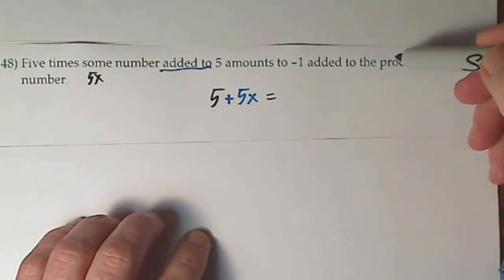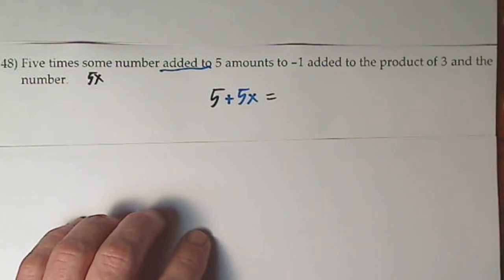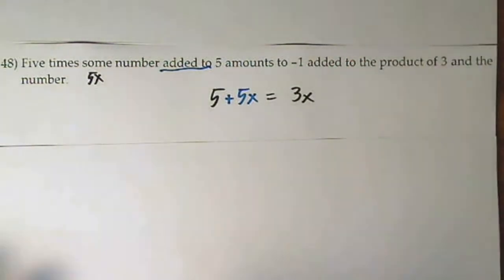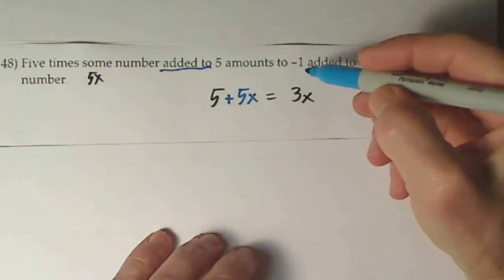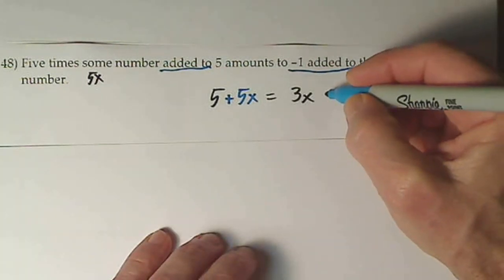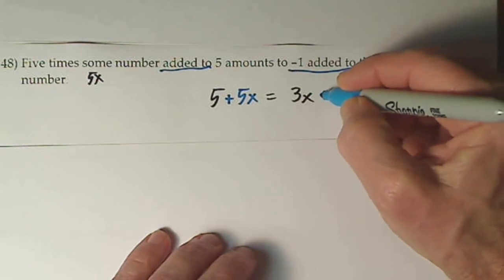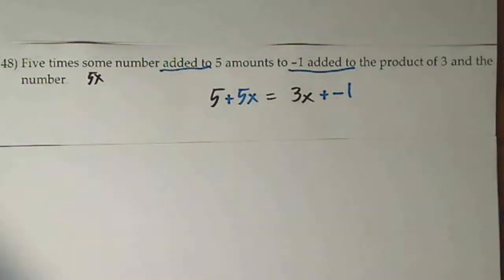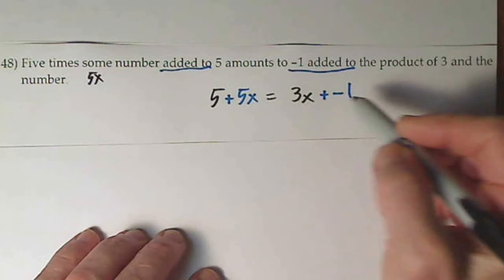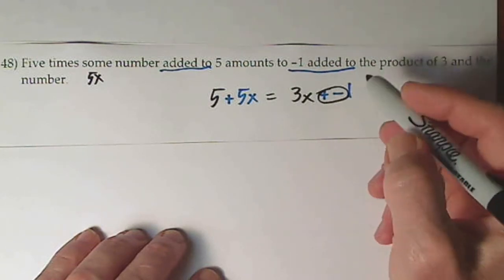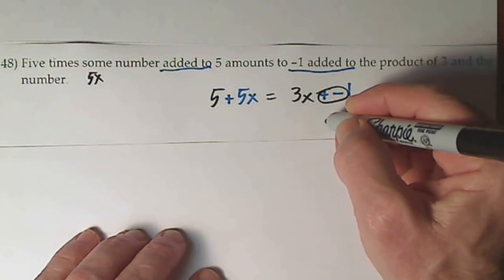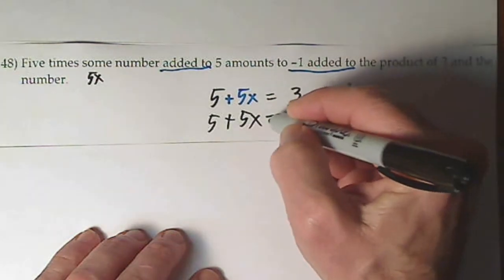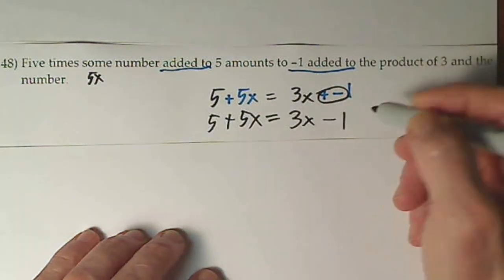A negative 1 added to the product of 3 and the number. Well, the product of 3 and the number is that. And again, a negative 1 added to something. All right, I'll do it their way. Plus negative 1. I don't really like writing it that way because now I have an extra step. I don't like 2 signs in front of a number. I use the rules of multiplication to change it to 1 sign. Positive times negative is negative. So we have 5 plus 5x equals 3x minus 1.